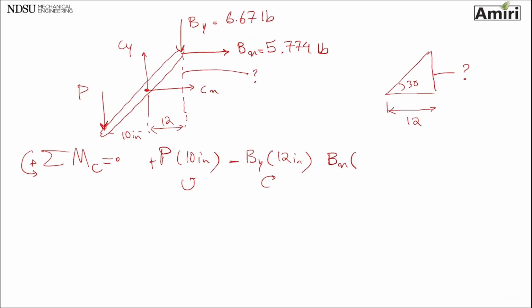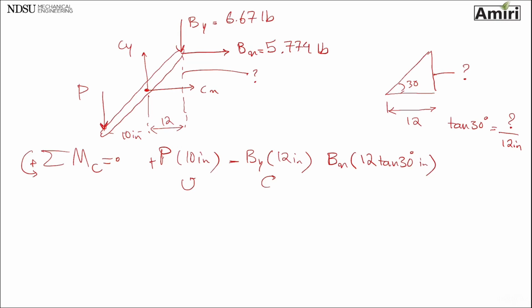Okay, so the distance between Bx and point C that I'm looking for is going to be, let me see, tangent 30 will be the distance that I'm looking for over 12 inches. So it's going to be 12 tangent 30 inches. That's what I'm looking for.